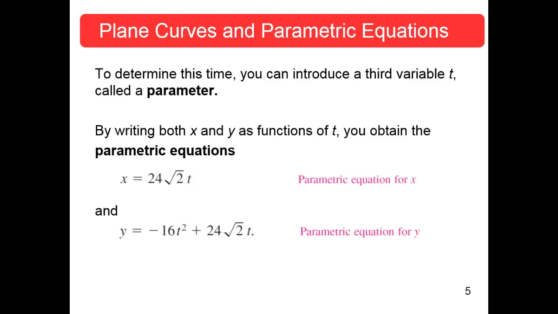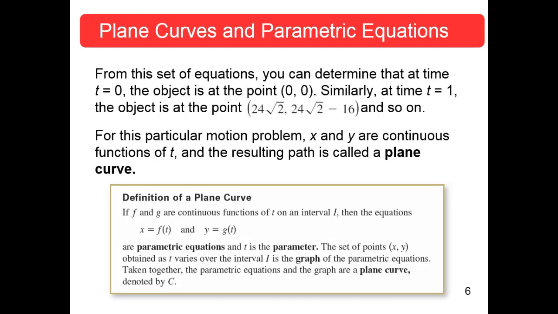By writing both the x and y as functions of t, you obtain the parametric equations, this. For this particular motion problem, x and y are continuous functions of t, and the resulting path is called a plane curve. Two equations, one parameter, is always going to give you something in a plane.